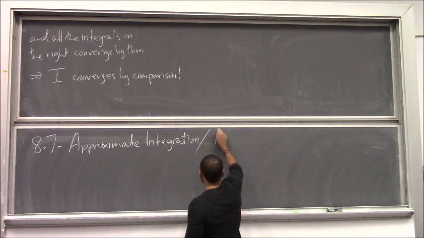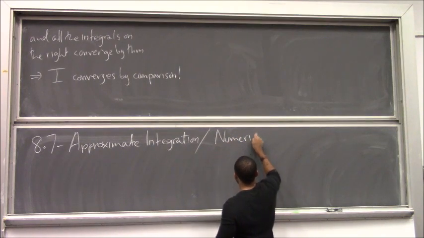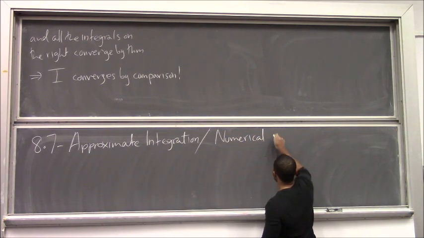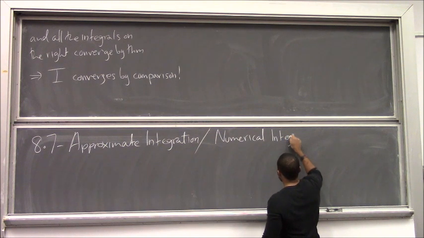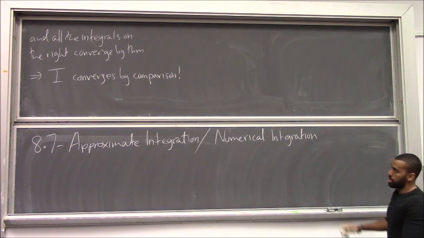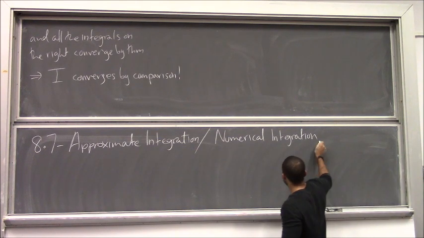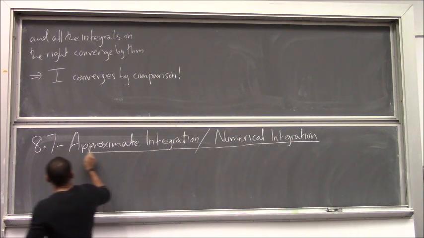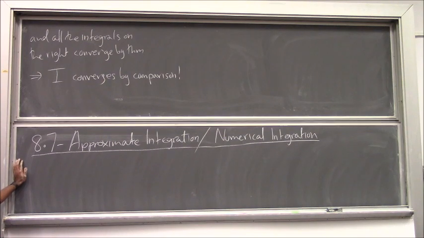Some people might call it numerical integration. So if you see that phrase, it would be this. And there are many more methods than the 5 which you will know by the end of this section, but these are the main 5 that you'd be expected to know as a Calculus 2 student.